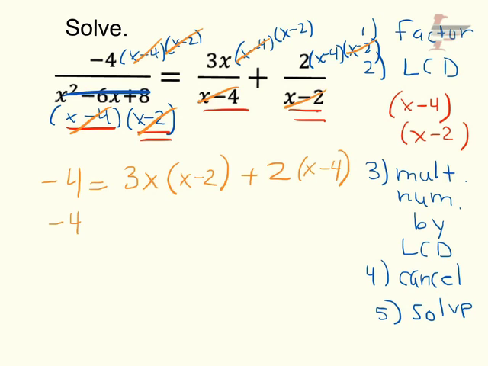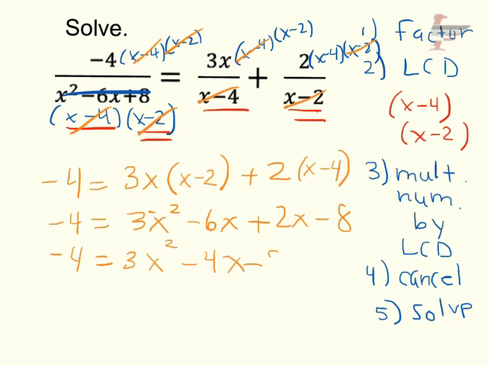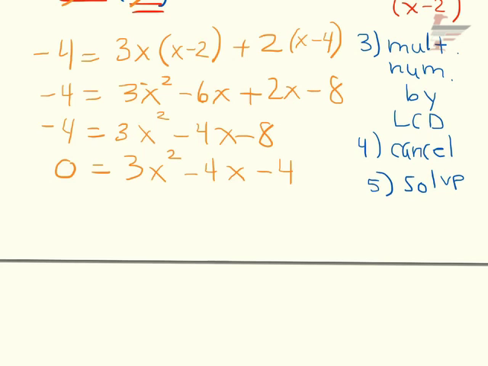And then it's just a simplifying process. So distributing the 3 through, I get 3x squared minus 6x. Distributing the 2 through, 2x minus 8. Combine like terms. So 3x squared minus 4x minus 8. I'll add 4 over to the other side. So this should be the easy part. And then I can't take anything out, so it's ready to factor. So this would give you minus 6 plus 2, which is minus 4, and that gives me negative 4.